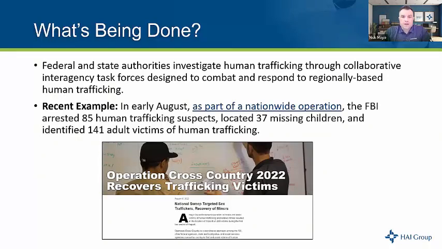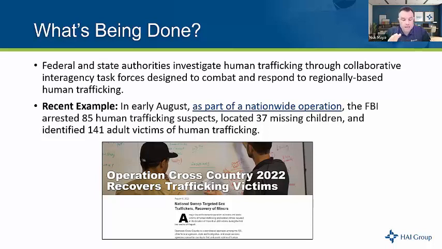So federal and state authorities investigate human trafficking through collaborative interagency task forces. You're going to see that word task force in a lot of the literature that you could read about human trafficking. These task forces are designed to combat and respond to regionally based human trafficking. As a recent example, in early August, as part of a nationwide operation, the FBI arrested 85 human trafficking suspects, located 37 missing children, and identified 141 adult victims of human trafficking. I do want to say here, investigations often begin after authorities receive tips from the public, including reports to the U.S. National Human Trafficking Hotline.